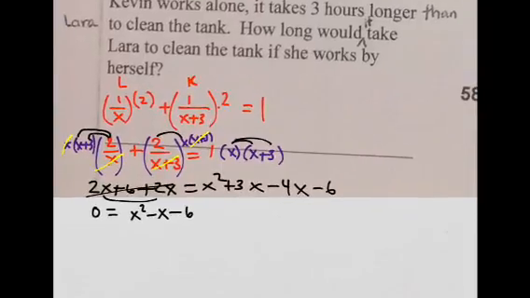So factors of negative 6 that add up to negative 1 are negative 3 and 2. So x is 3.